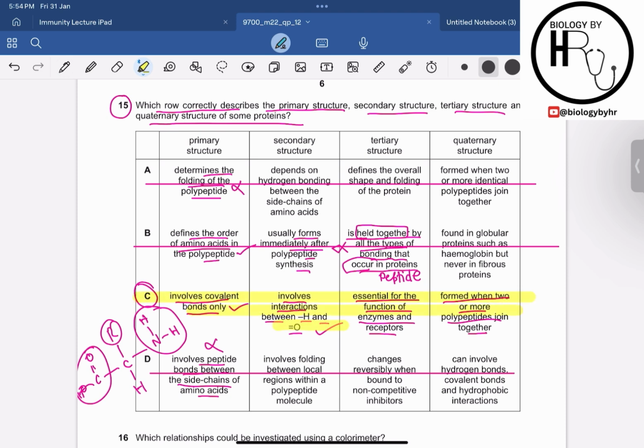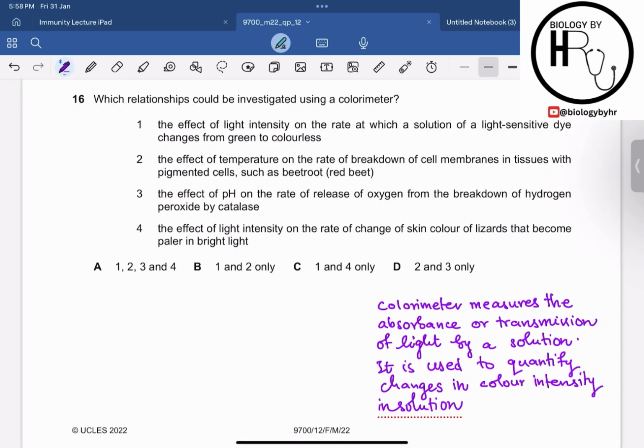I hope that this MCQ is clear to all of you. It was a hard MCQ, no doubt, but I hope that it makes sense and it is clear to all of you. So let's look at question number 16 over here. It says, which relationships could be investigated using a colorimeter.